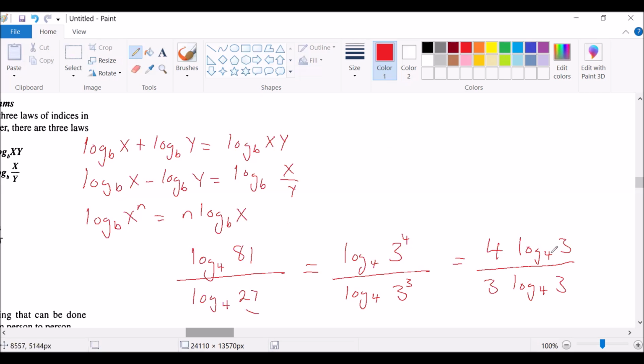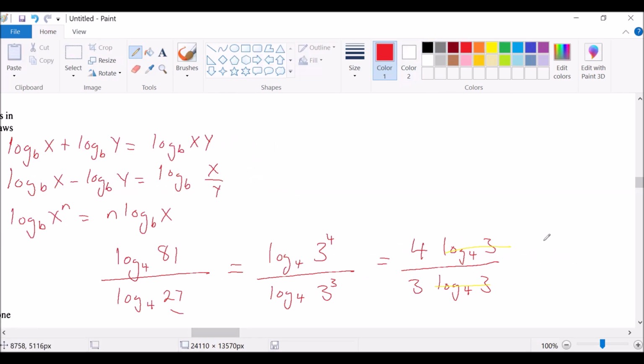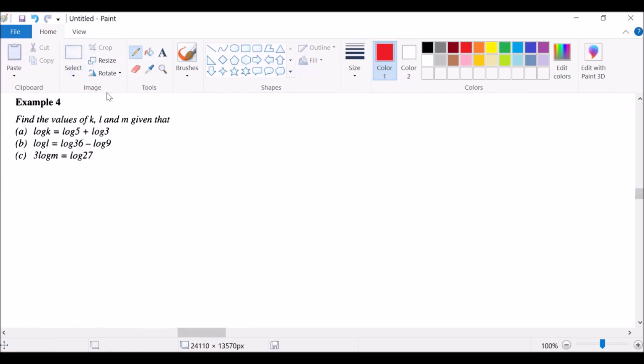Now, log to base 4 of 3 is a common factor of the numerator and the denominator, so they can cancel out, which leaves us with 4 over 3. So that is how we evaluate this. Let's look at this example.